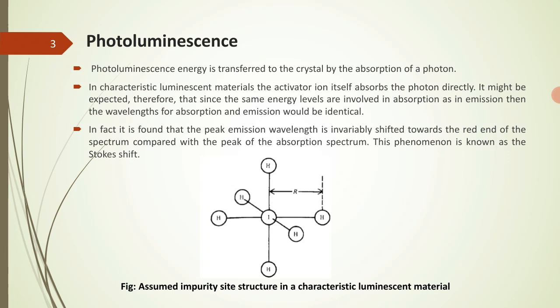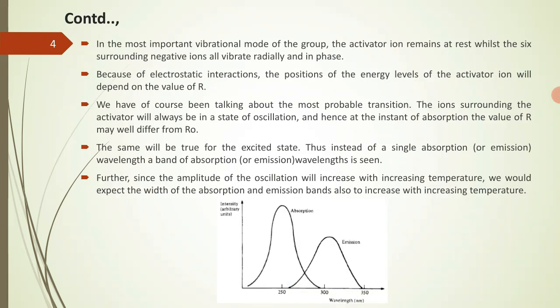In reality, the peak emission wavelength is invariably shifted towards the red end of the spectrum when compared to the absorption spectrum. This phenomenon is called the Stokes shift. This diagram illustrates the assumed impurity site structure in a characteristic luminescent material. The graph shows the variation of intensity with respect to wavelength for the absorption and the emission.